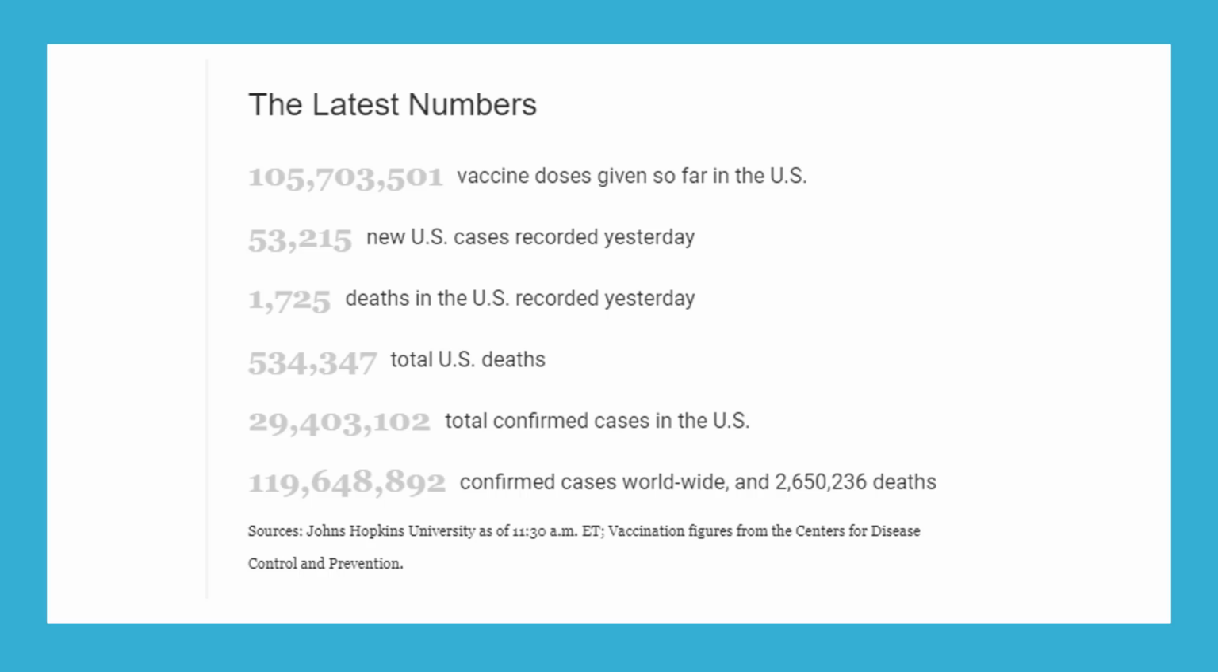Total cases worldwide, 119 million. That's a lot of people, and 2.6 million deaths. And the U.S. is number one in the number of cases per capita and the number of deaths. So that's sort of an update on COVID.